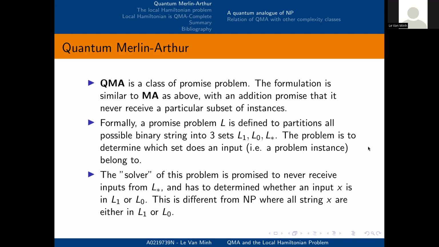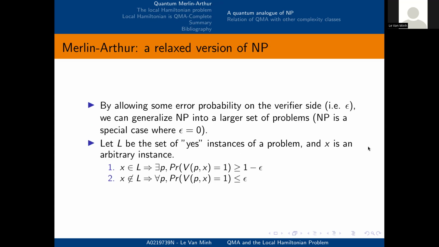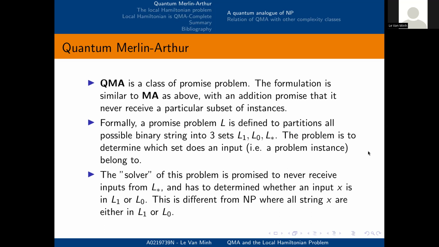So now we have defined Merlin-Arthur. What is quantum Merlin-Arthur? Basically, we will try to translate all these classical terms, such as the proof as a binary string, or the instance of a problem as a binary string, into a quantum state. And we will see the details in the following slides.